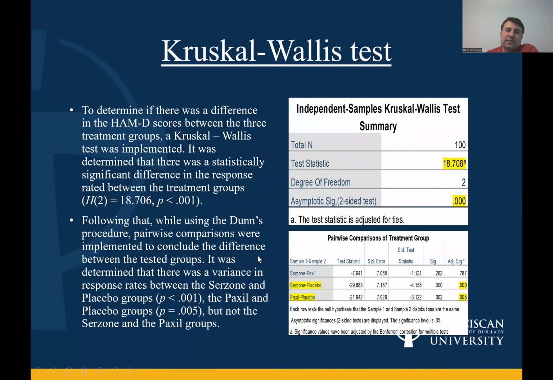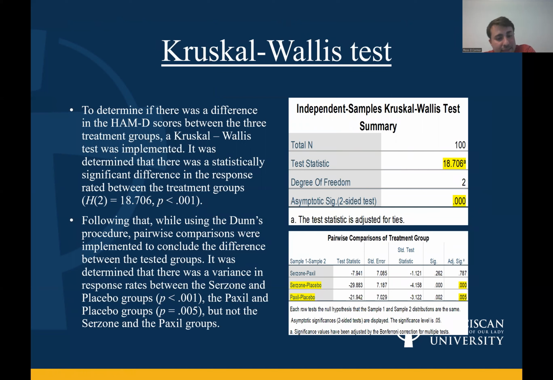Next, a Kruskal-Wallis test was run to determine if there was a difference in the HAM-D scores between the 3 treatment groups. It was determined that there was a significant difference in the response rates between the treatment groups with a p-value less than 0.001. And following that, while using Dunn's procedure, pairwise comparisons were implemented to conclude the difference between the tested groups.